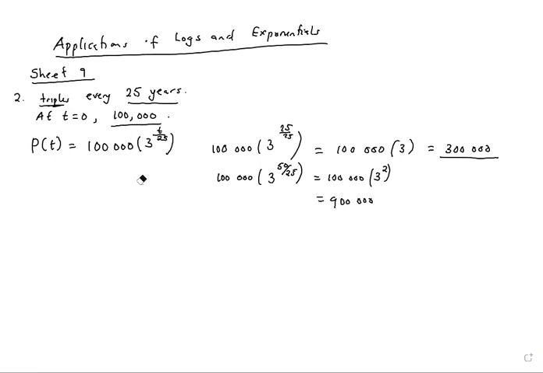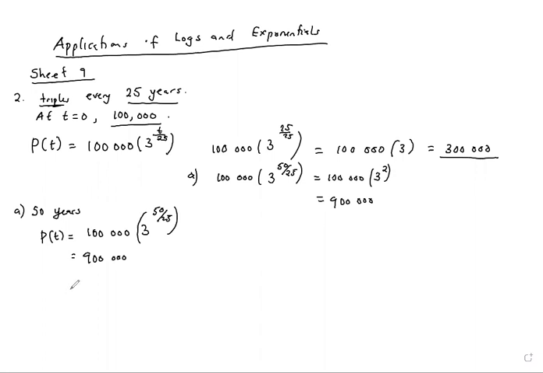Now, what is the population after 50 years? We've just calculated for 50 years here. So this will be A. You substitute. So the population P(t), when t is 50, is this guy, which is 900,000.